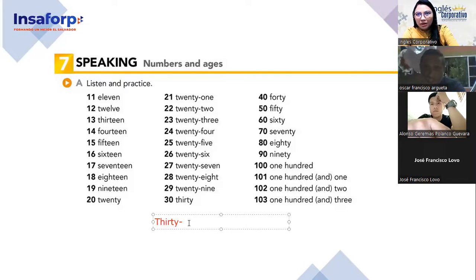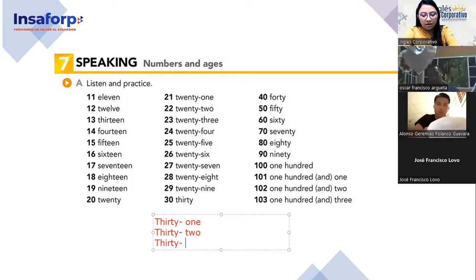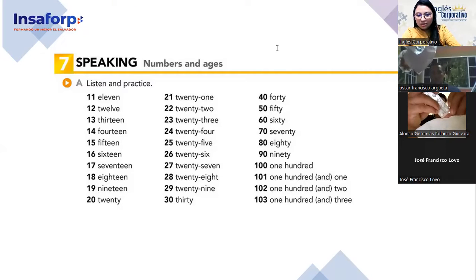Lo mismo, si quiero escribir del 31 al 39, va igual. 31. 30. Then I have a dash. Y escribo 32. 39. How do I spell this one? Y así. Puedo escribir del 1 al 39, that's it. La misma regla, divididos con guión. Esto es en escritura. And how do I pronounce it?